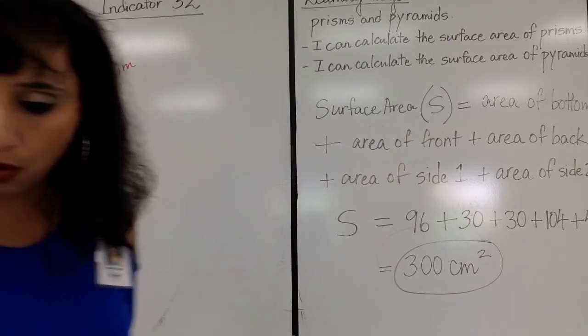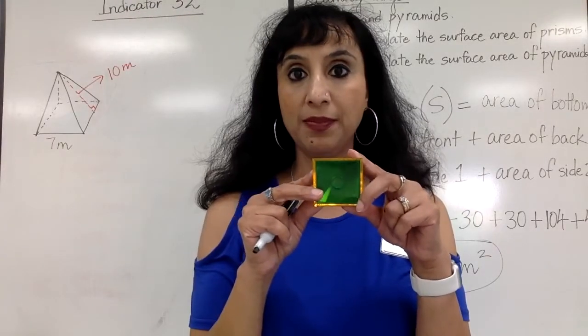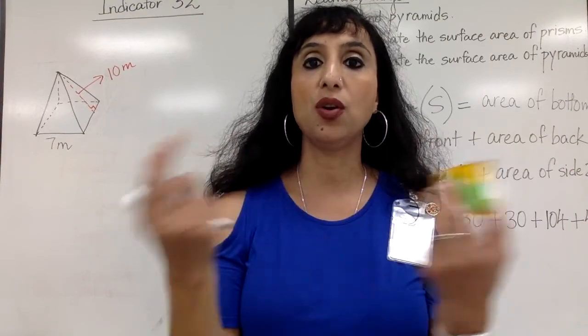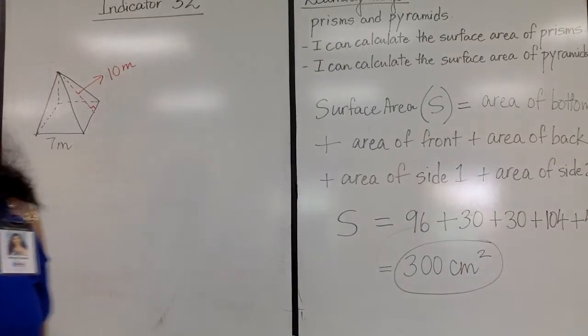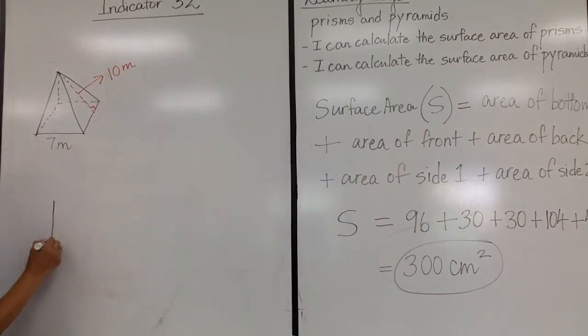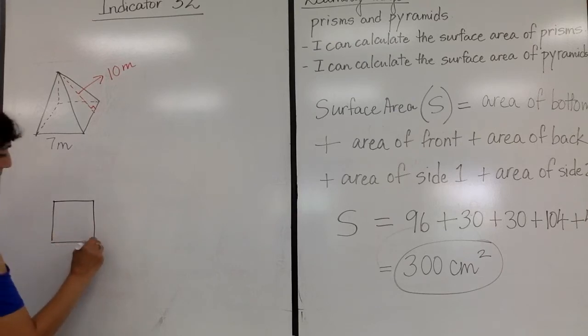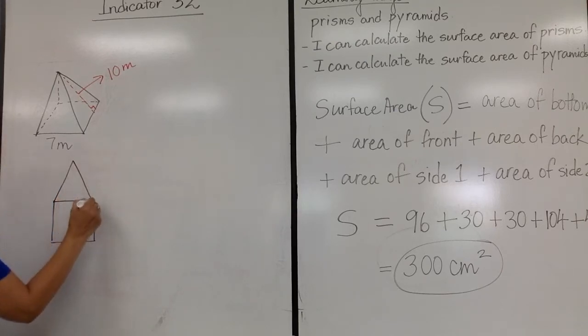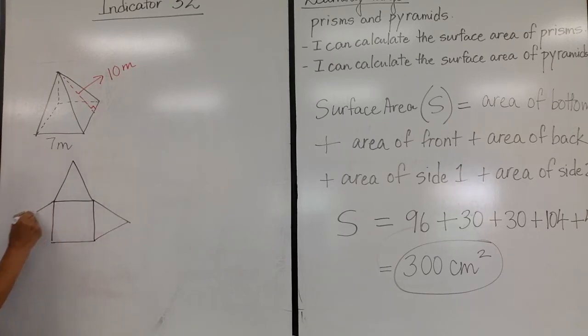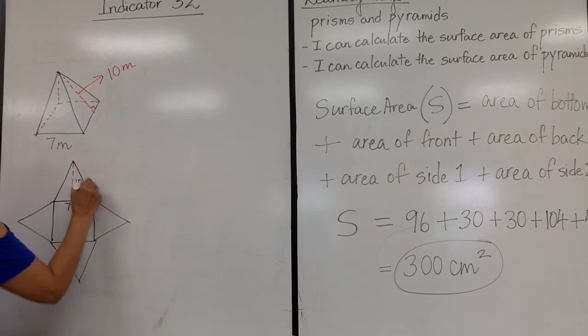Now, we know that in this, we basically have a square base and we have 4 triangles. So total we should have 5 faces. So when I open this out, I have a square and then I have 4 triangles, 4 triangles like this. It's telling me the square side is 7 meters, and it's telling me that this is the height, which is 10 meters.